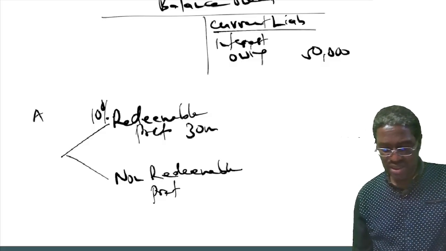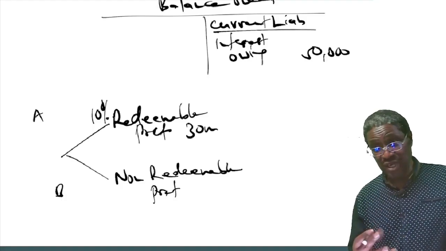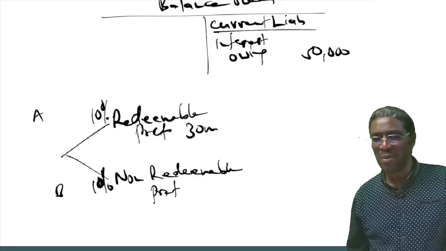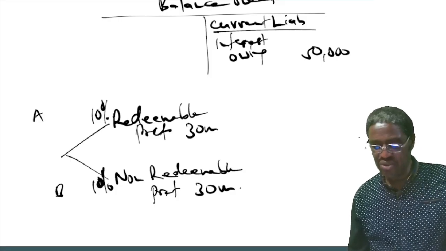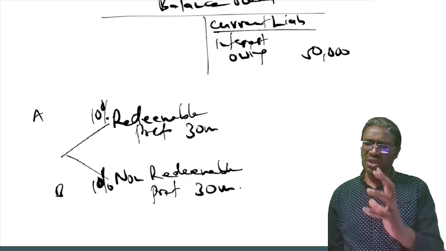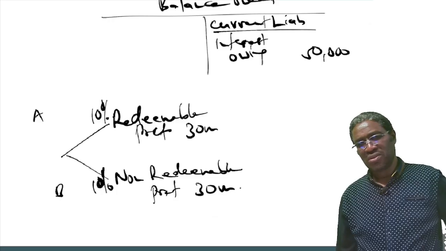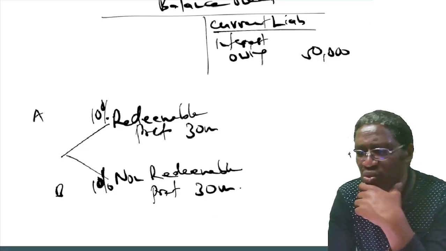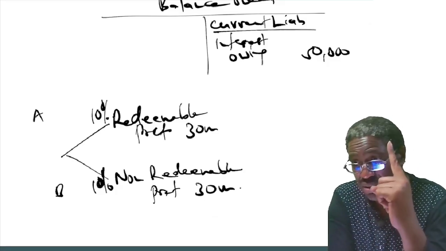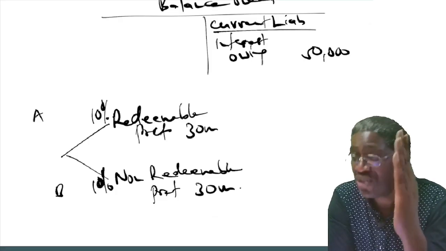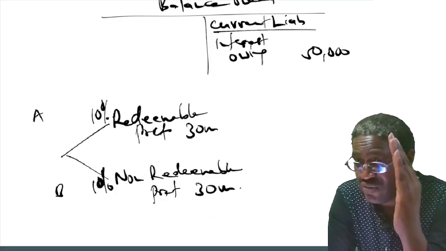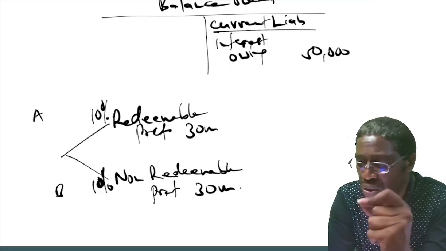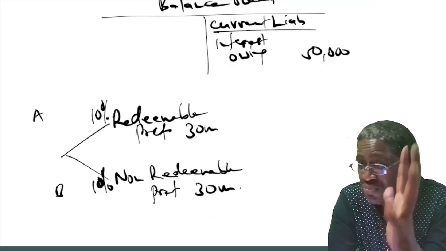Company B also wanted to raise finances, but they decided to issue 10% non-redeemable preference shares amounting to 30 million. So both companies raised 30 million. Now, my question to you is this. When these two companies are preparing their balance sheet, I want to believe you know the difference between a redeemable and a non-redeemable preference share. Those are not new terms to you.